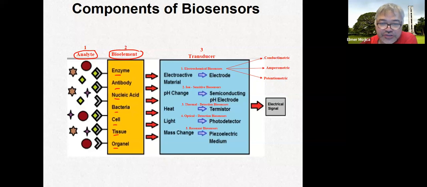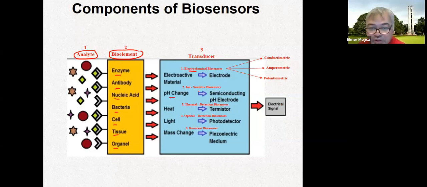And the transducer that you have here depends on the type of biosensor that you have. The one that we have this semester is the electrochemical biosensor. So you have an electroactive material, and it can be an electrode in the transducer, and you can monitor it either conductimetric, amperometric, or potentiometric. If it's an ion sensor, you have a semiconducting pH electrode. Any signal that goes to the electrode is in the form of an electrical signal.